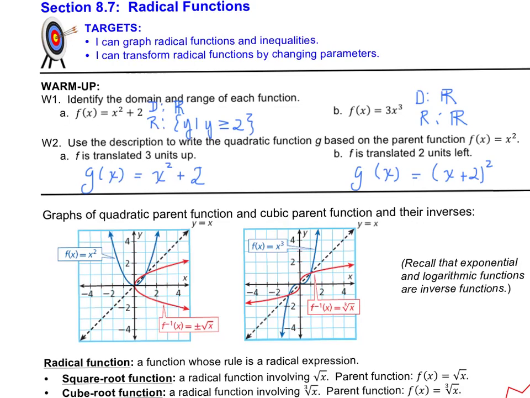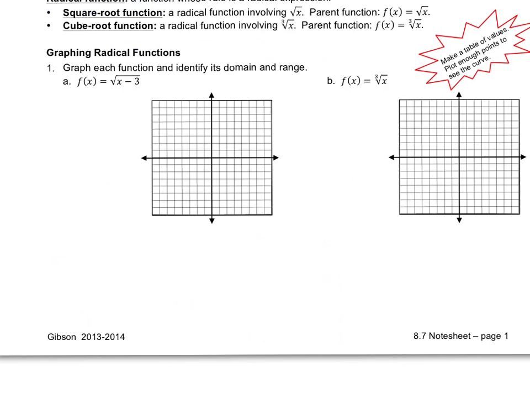Now looking at the next section, a radical function is just a function whose rule is a radical expression. So we'll be looking initially at square root functions and cube root functions. I'd like you to look at 1a and 1b and pause this tape and plot a few points, make a table of values, and do enough so that you can get an idea of the shape of that curve. I'd like you to do that for a and b. So make a table of values and then plot the points.